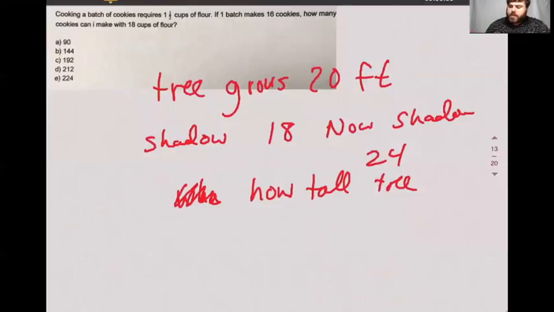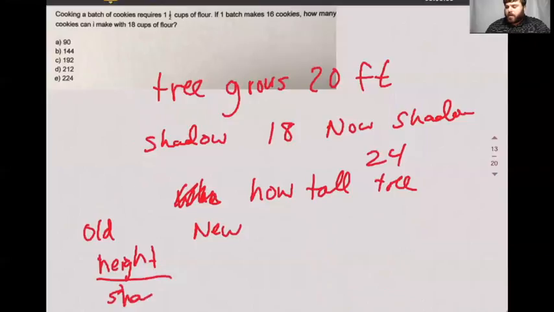So we've got this ratio of the old tree, and then we've got a new tree, and we're looking at the ratio of the height versus the shadow. Okay, so the height of the old tree, well, we don't know what it is, so we'll call it x, over its shadow, which was 18, should equal the new tree.